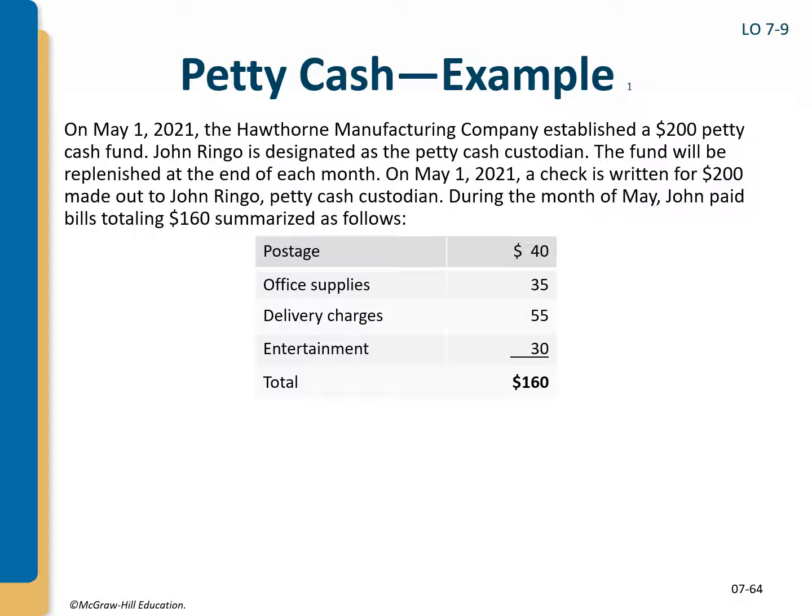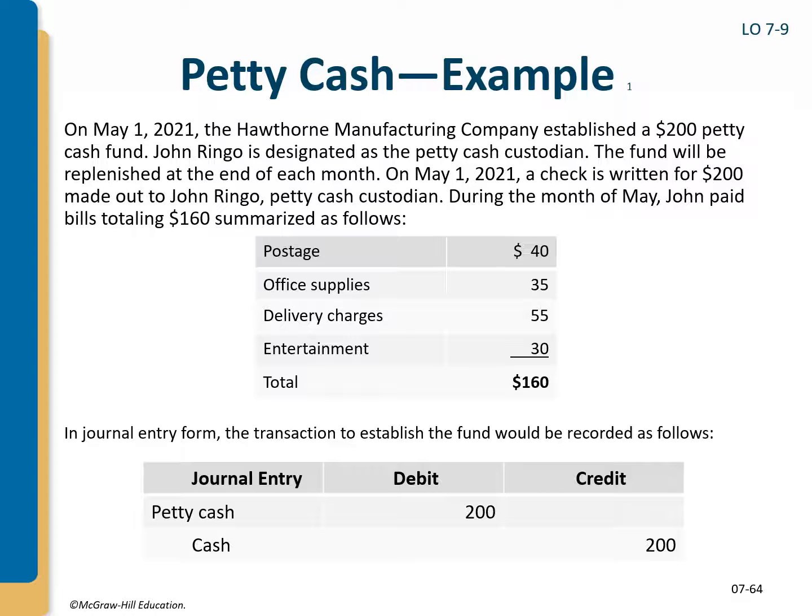So on May 1st, the company wrote a check for $200 to John Ringo so he could go to the bank and get the cash. During the month, John paid the following bills to people out of the petty cash drawer: postage of $40, office supplies of $35, delivery charges of $55, and entertainment of $30. So he paid out a total of $160 in cash. The day the fund is established, we will debit an asset account called petty cash and credit cash, because that's where the money came from to establish that. Remember, they wrote a check.